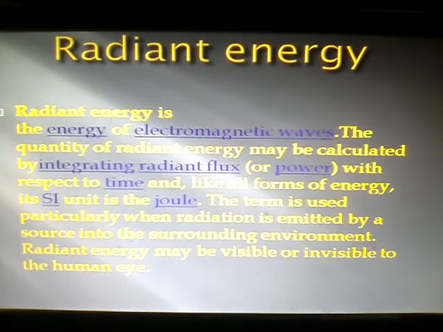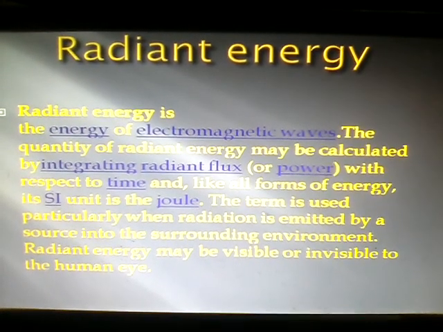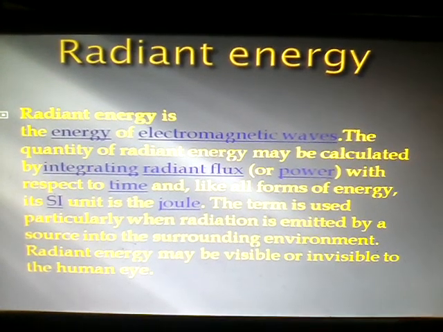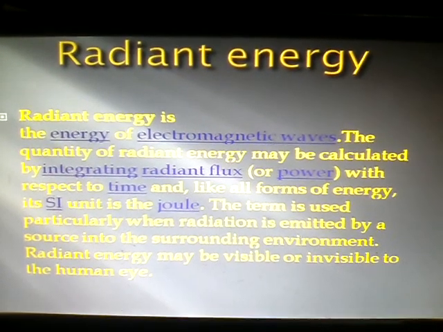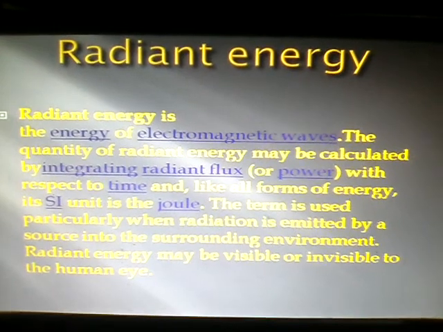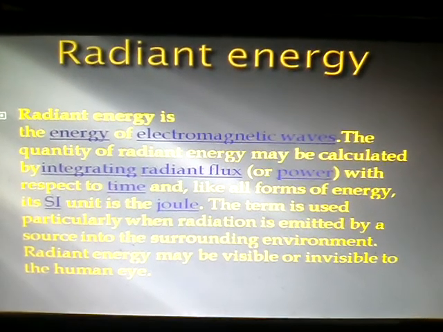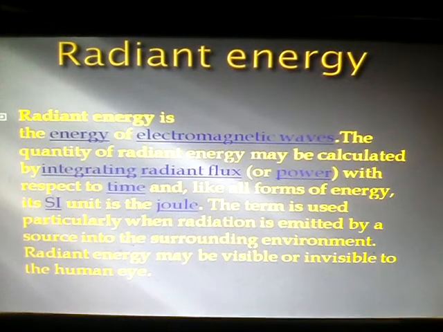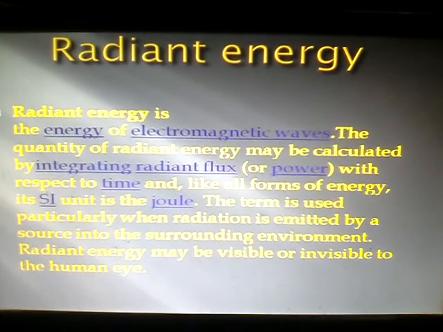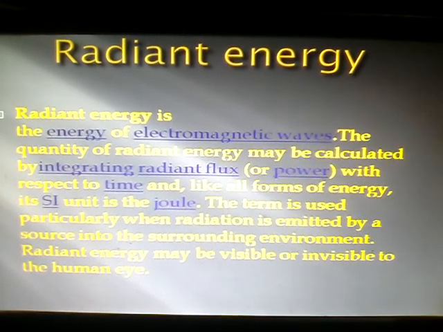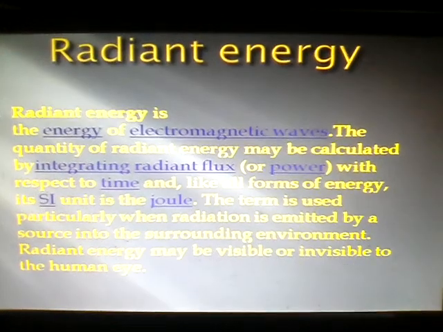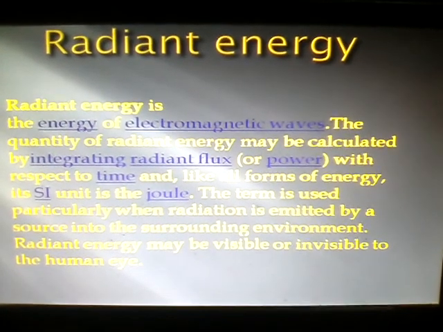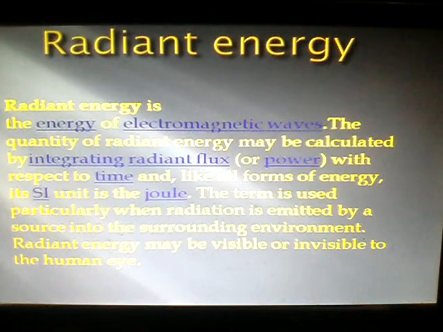Next is radiant energy. Radiant energy is the energy of electromagnetic waves. That quantity of radiant energy may be calculated by integrating radiant flux or power with respect to time, and like all forms of energy, its SI unit is the joule. The term is used particularly when radiation is emitted by a source into the surrounding environment. Radiant energy may be visible or invisible to the human eye.